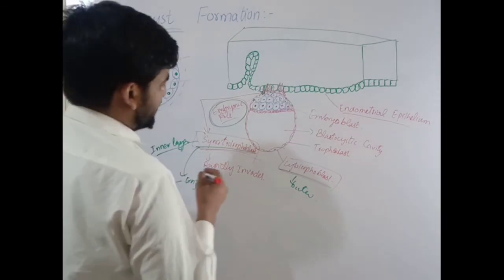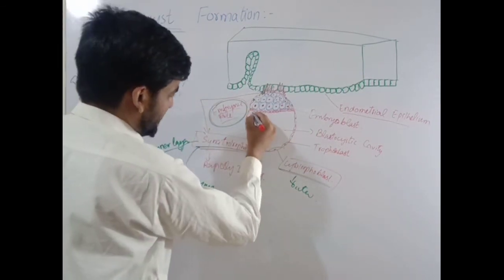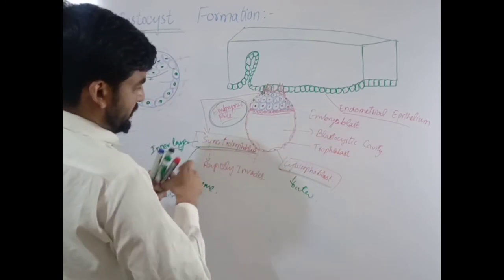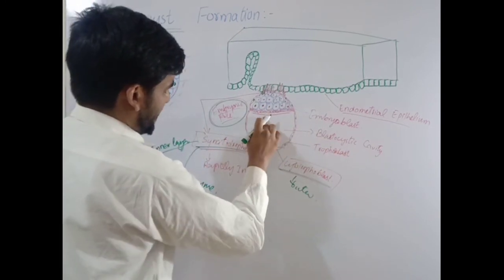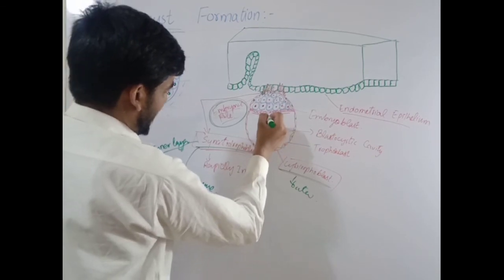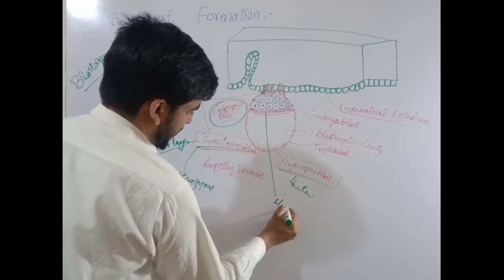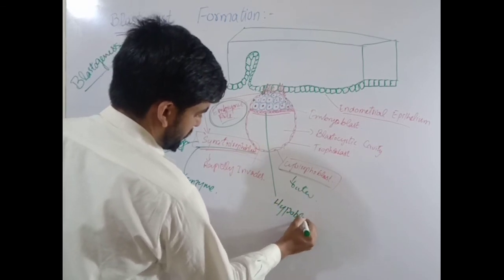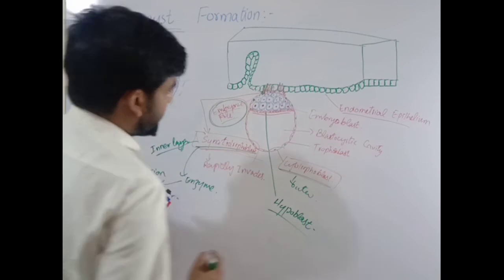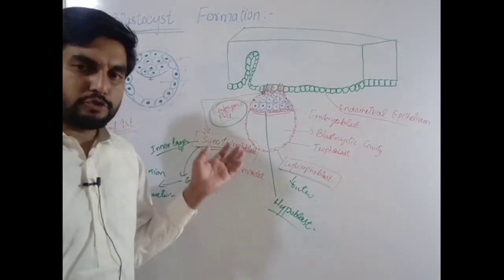There is the formation, at the 7th day, at the end of the first week, of another important structure. This is present towards the site of the blastocystic cavity. This is called the hypoblast. This was all about blastocystic formation.